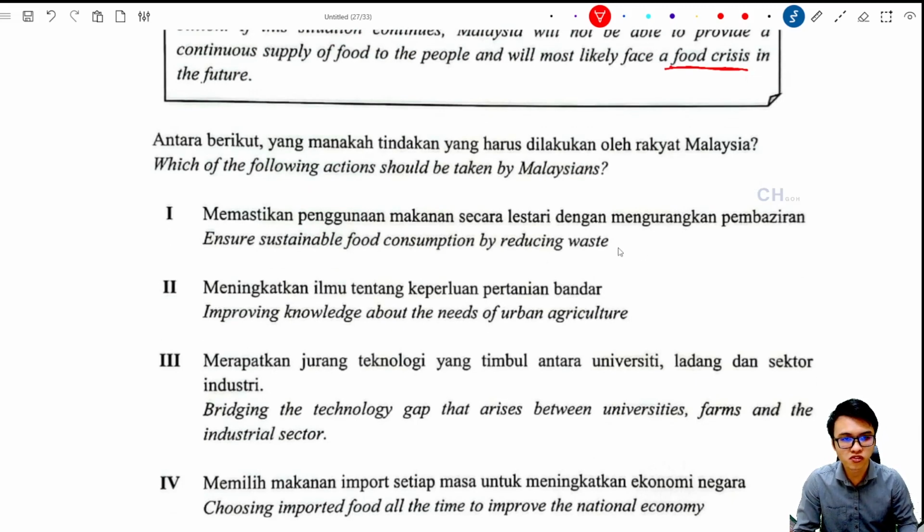We don't want to waste the food. Yeah, we can just buy how much we want to eat and we cook the right amount for us to eat. All right. So improving knowledge about the needs of urban agriculture. Yes, okay, you have more space to do the agriculture. You can increase the food production.